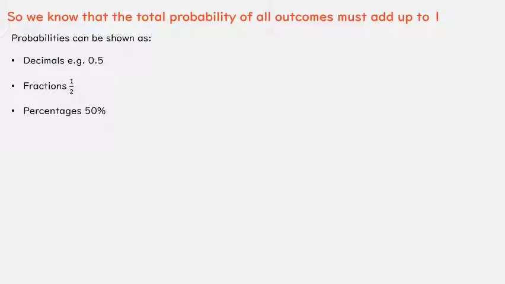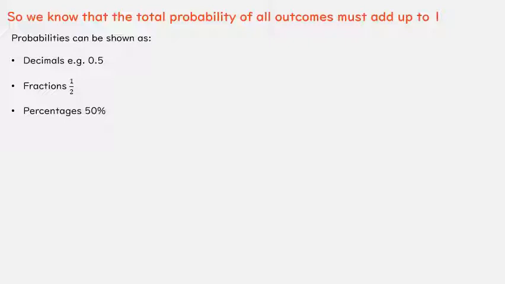In maths, we want to be able to give a probability as a number rather than just saying it's likely to happen or unlikely. We want to have a numerical value. So we know that the total probability of all outcomes must add up to 1. However, probabilities can be shown in 3 different ways. They can be decimals. So for example, you could have a probability of 0.5. It could be in fractions. So the same as a probability of 0.5 would be a half. And it can also be shown in percentages. So remember, 50-50 was equal chance, so 50%.